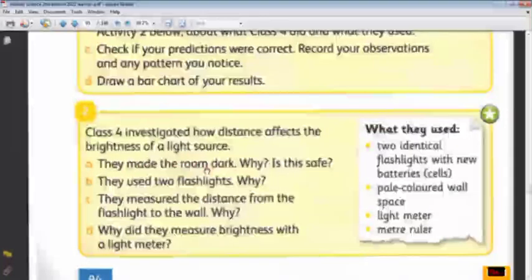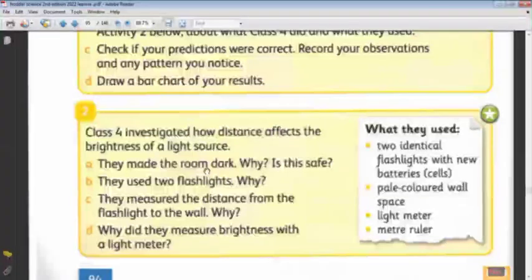Why did they make the room dark? To see their experiment clearly? Yes, very good. To see the light that comes out from the flashlight clearly, to determine which one is dimmer and which one is brighter. So they make the room dark. Is it safe to make the room dark? Yes. Okay, it's safe, but we must not run in the dark room, to avoid hitting each other.